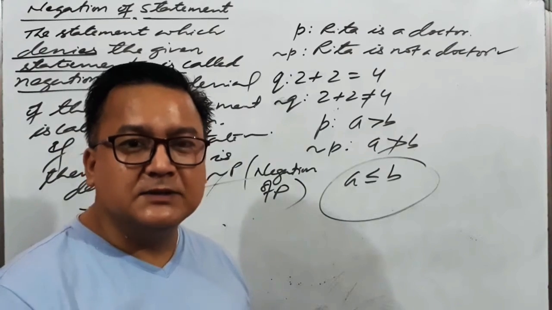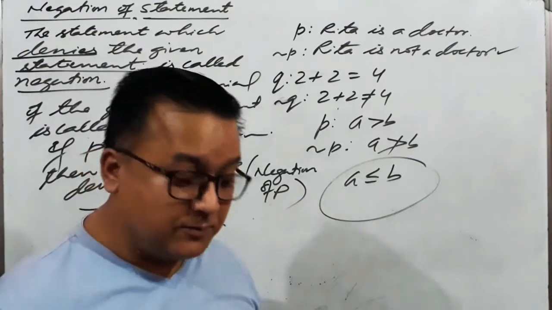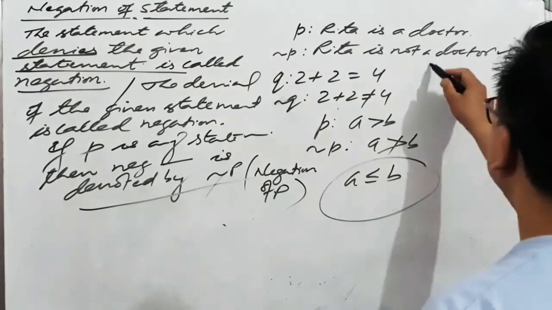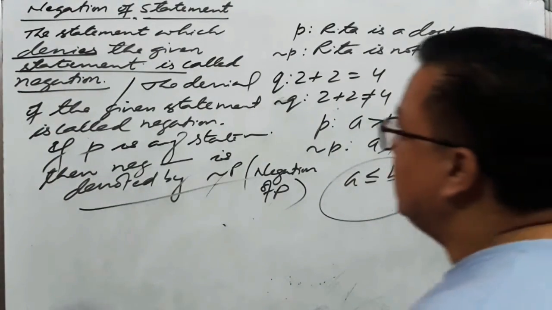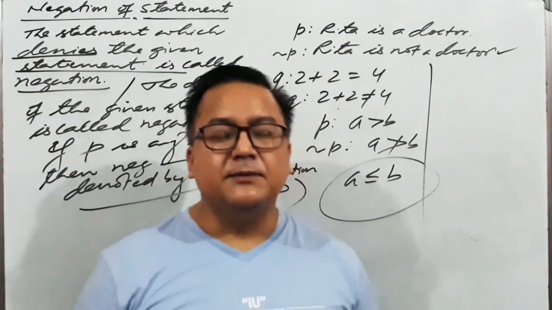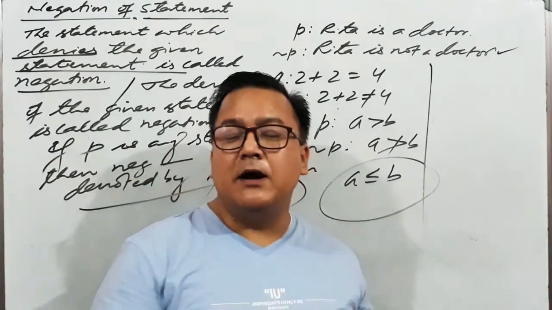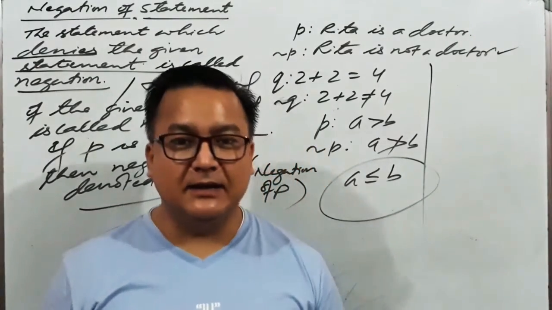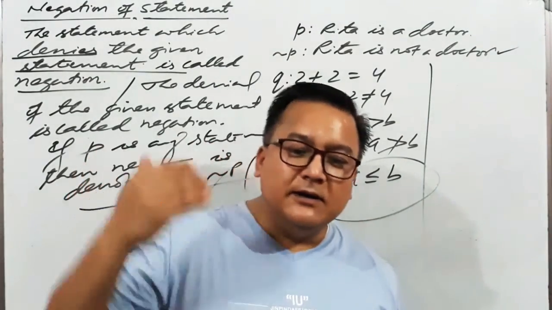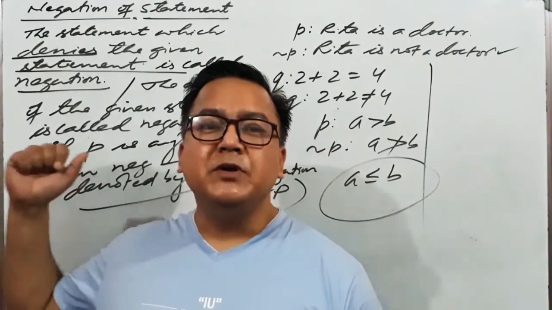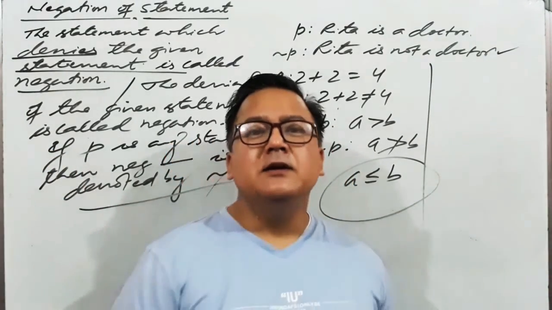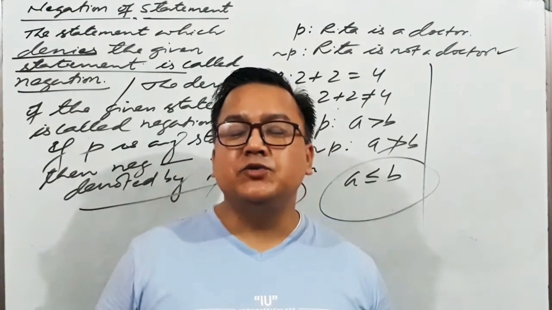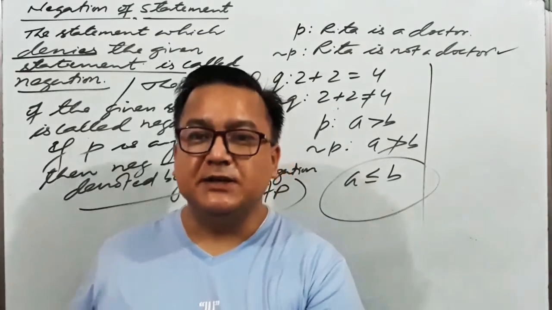But this is not enough. For a simple statement, you can just make it negative. Ram is a good boy, Ram is not a good boy. David is a doctor, David is not a doctor. Rita is a student of grade 11, so you can say Rita is not a student.